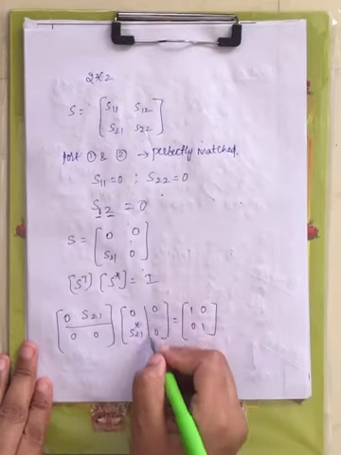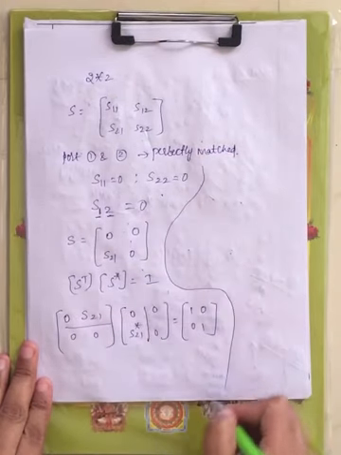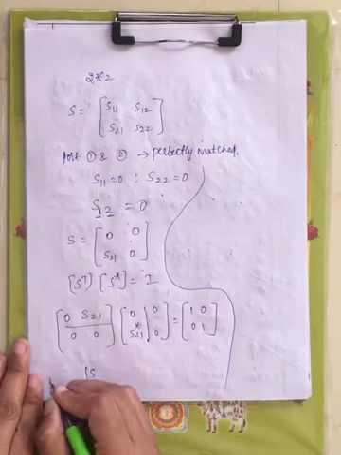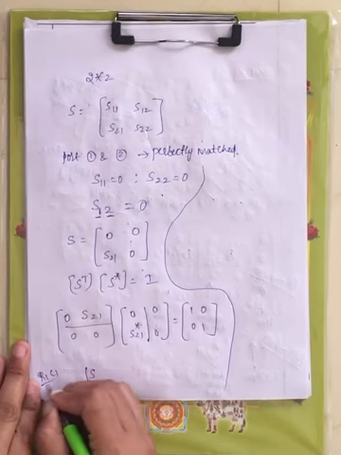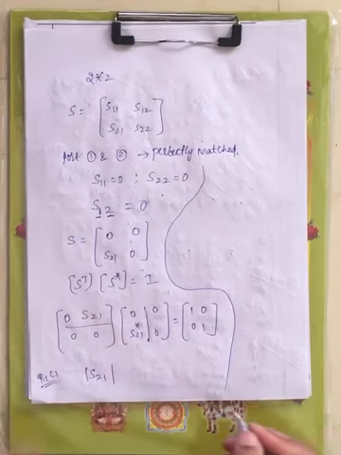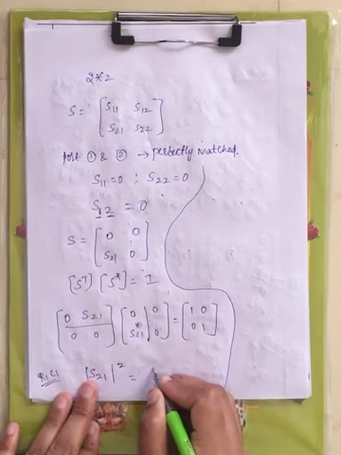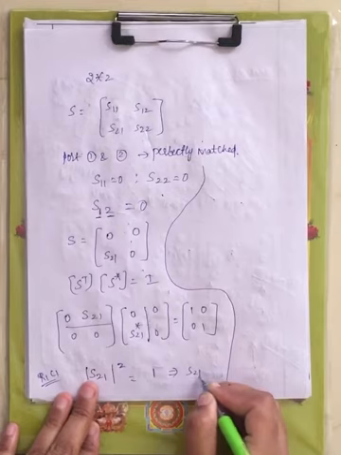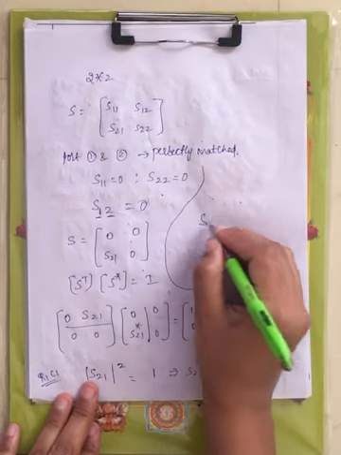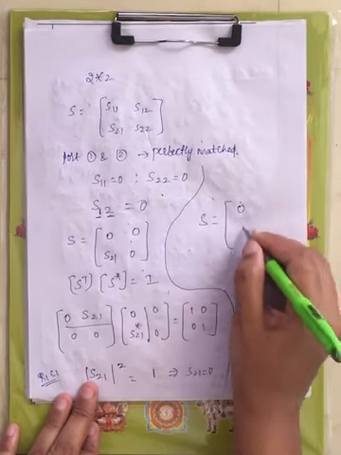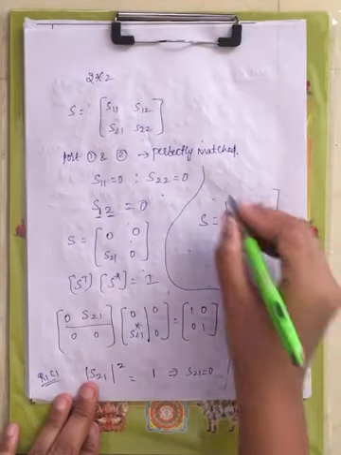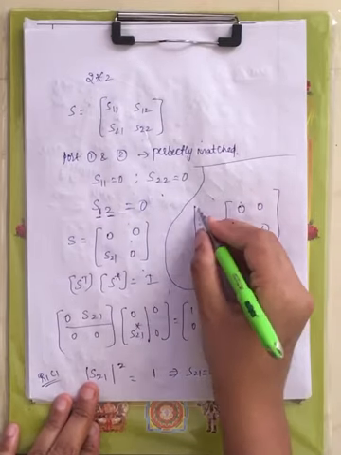Now, row 1 with column 1. What do you get? S21 into S21 conjugate, which equals 1. Now from this, S21 equals 1. Now what is the scattering matrix of the isolator? 0, 1, 0, 0. This is the scattering matrix of the isolator.